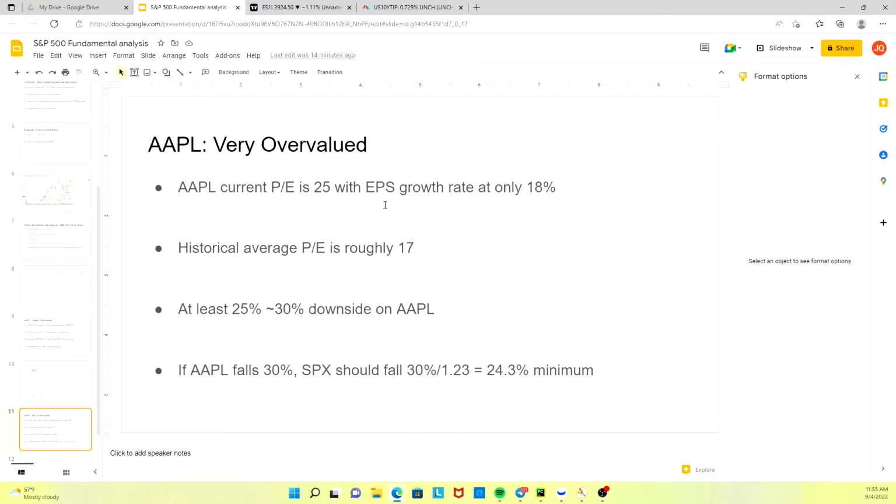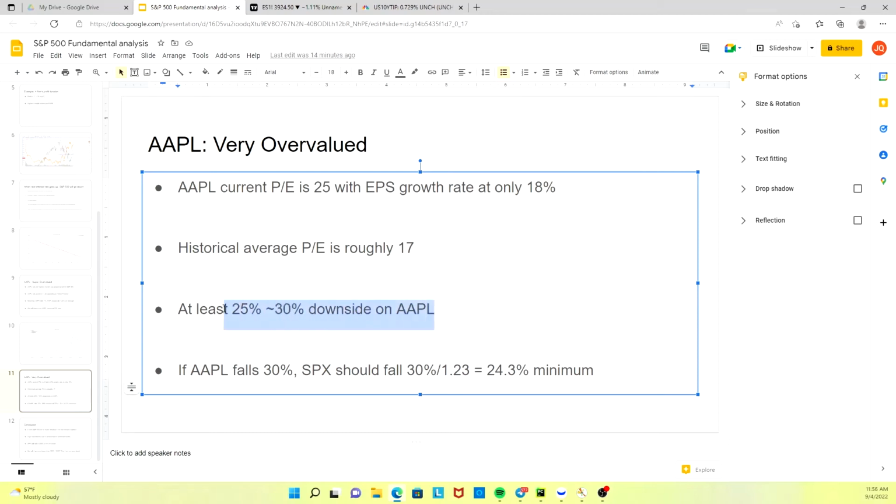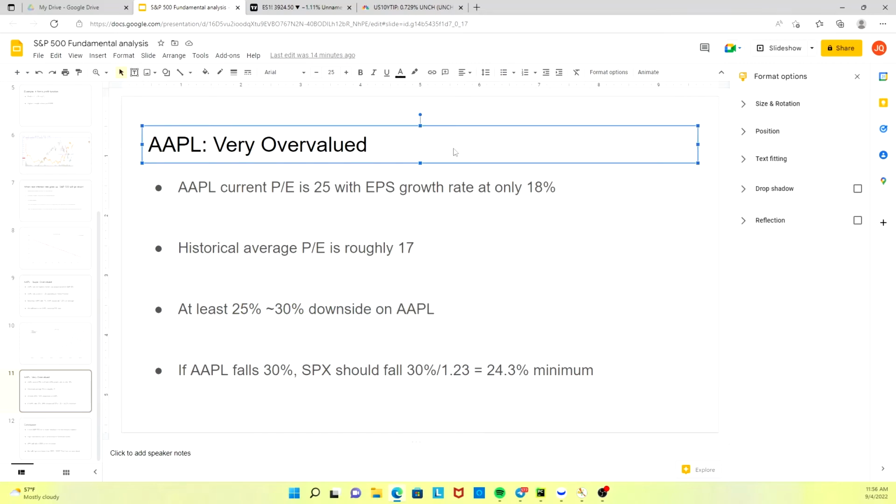But right now, Apple's PE is roughly 25, with its EPS year-over-year growth rate at only 18%. But its PE is roughly 17%, so it's quite expensive, even if you take into account the growth rate. So that means at least 25% to 30% downside on Apple. Especially in this tightening period, the Fed is not printing money. The Fed is tightening. The Fed is sucking the liquidity out of the economy.